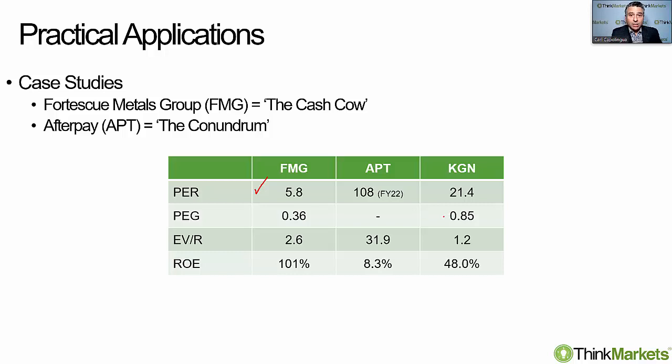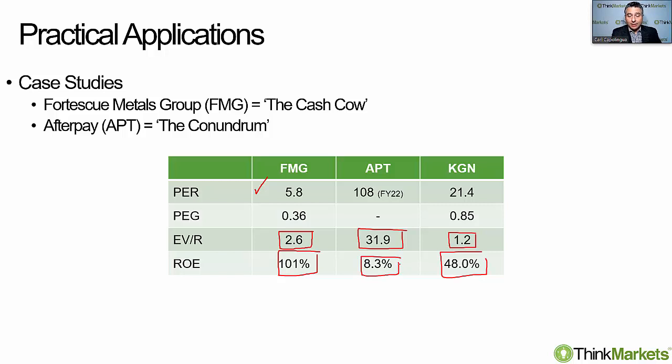For Kogan, the PEG is still less than 1. That's very good at 0.85. In terms of enterprise value to revenue, we have a new leader here, and that is Kogan with 1.2. Fortescue still very well placed at 2.6, and Afterpay, you would say that is very high at 31.9. In terms of return on equity, and remember this is based upon EBITDA, not NPAT, Fortescue comes out in the lead. Next is Kogan, and once again, a long way behind is Afterpay.